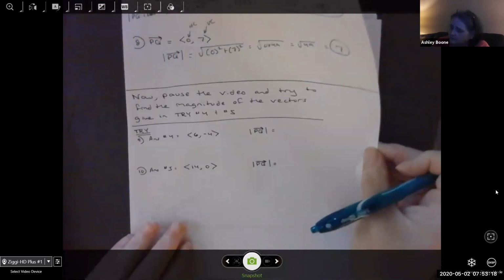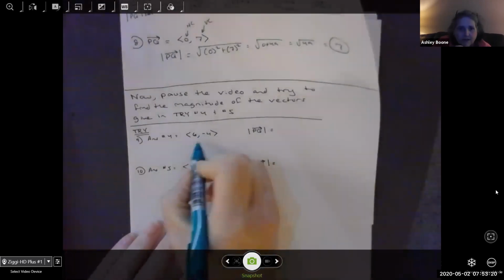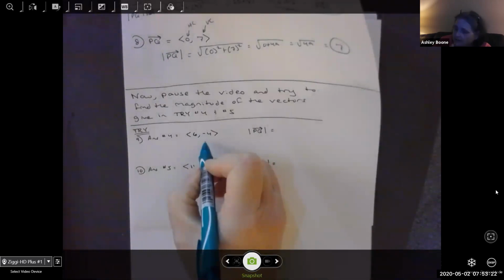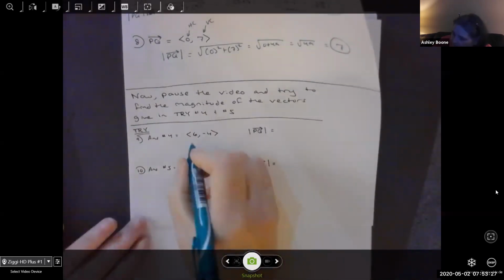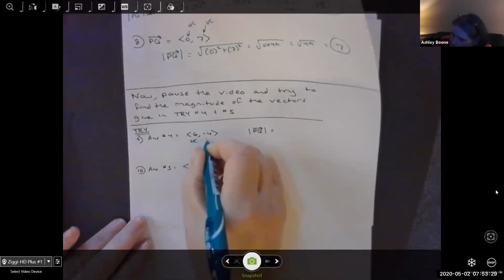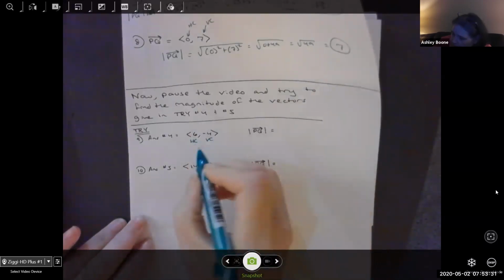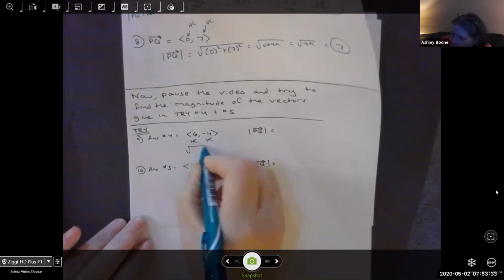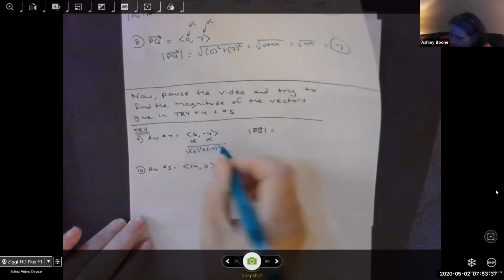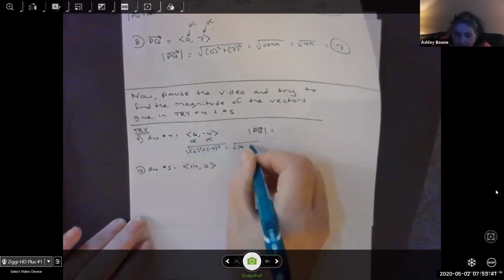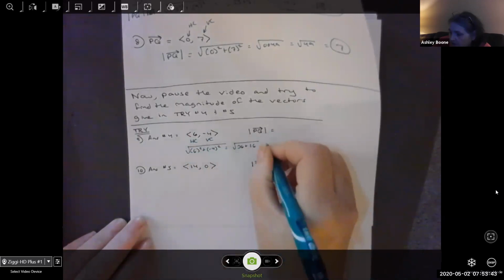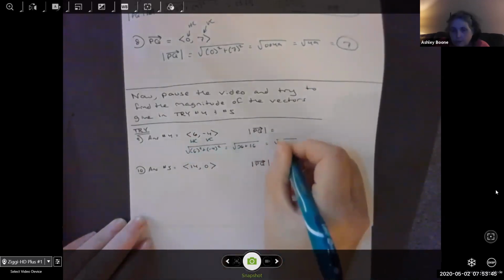Look at this one. So here we have this vector, okay? This was our answer from number 4. This was the component form. This is our horizontal component and our vertical component. So our magnitude is the square root of 6 squared plus negative 4 squared. That's the square root of 36 plus 16, which is the square root of 52.